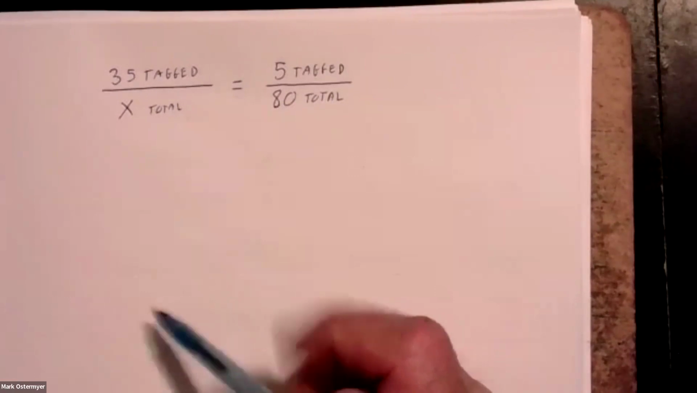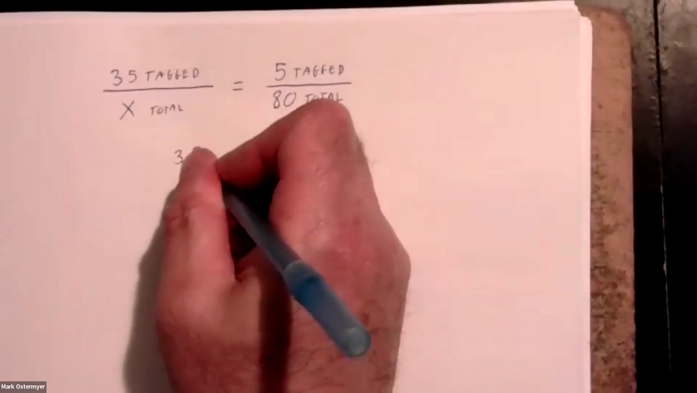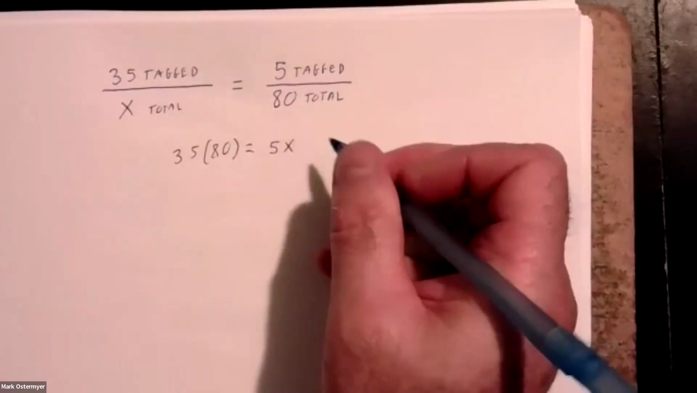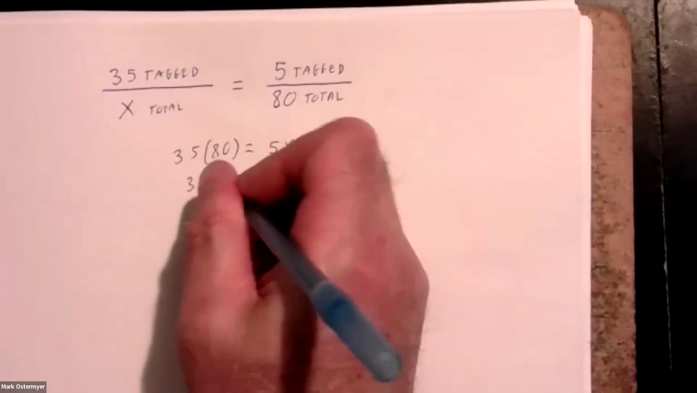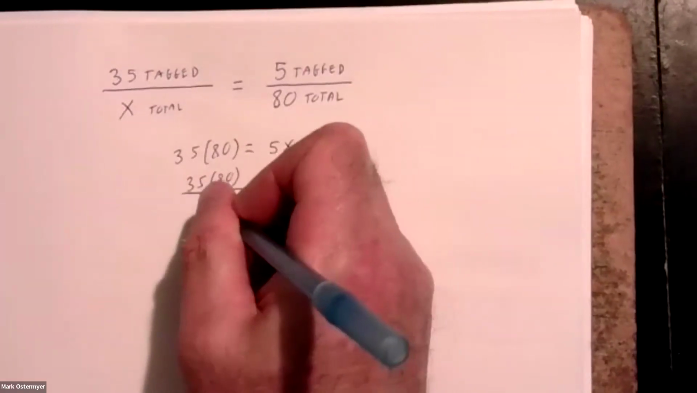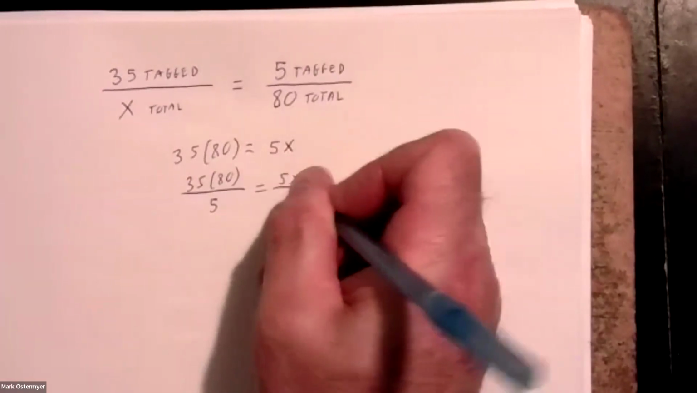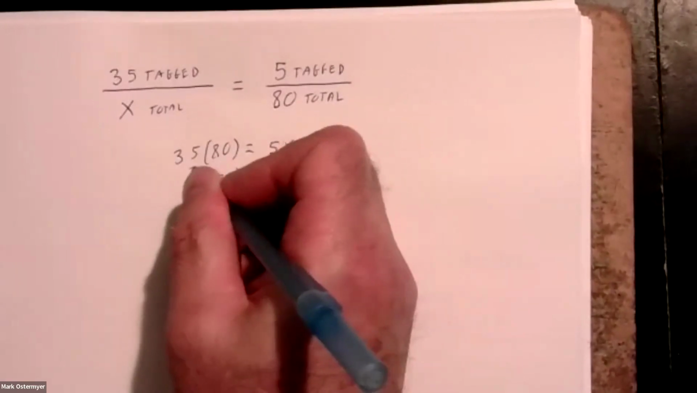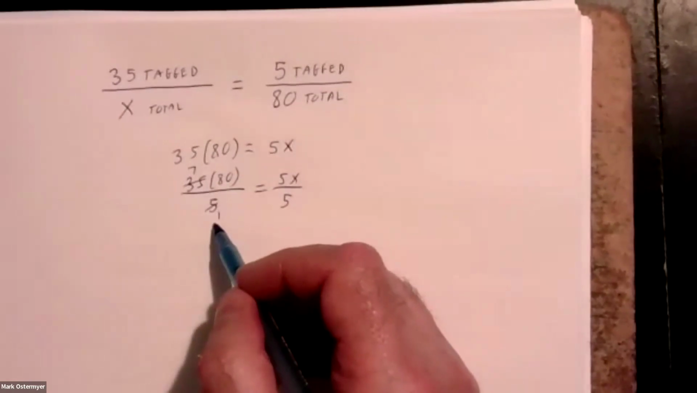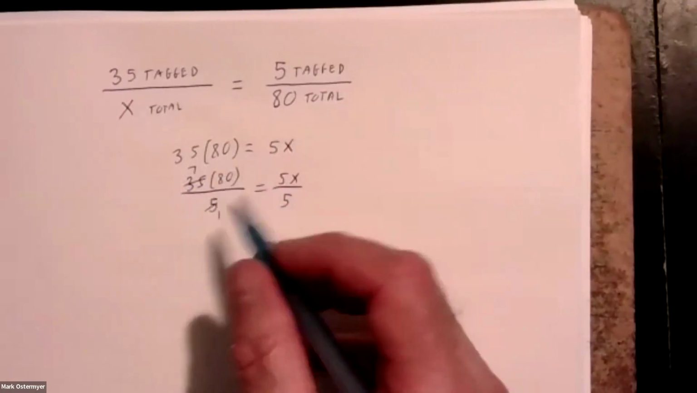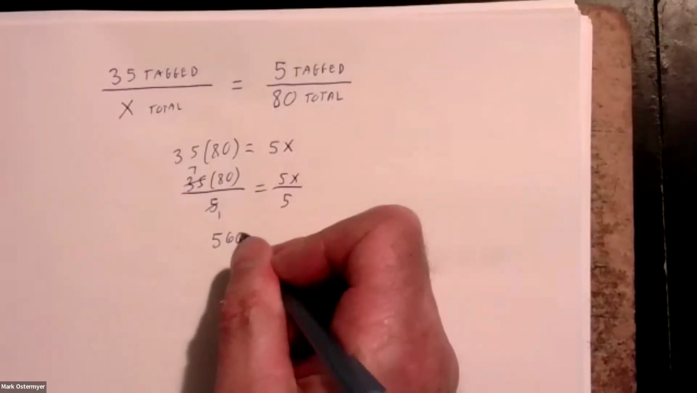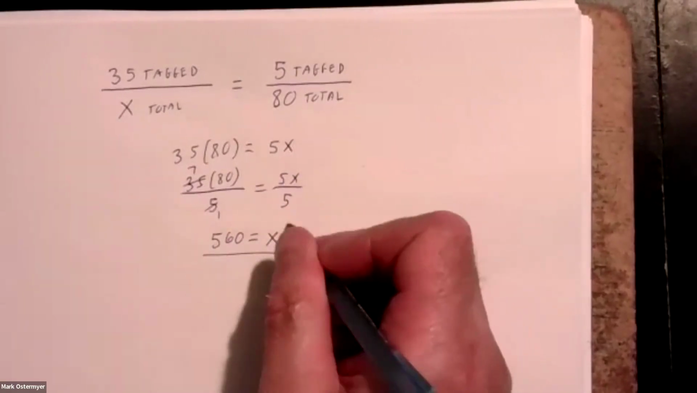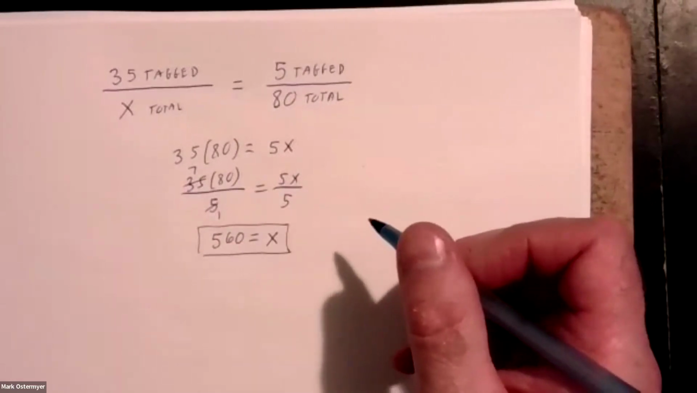Now we solve this proportion for X. Cross multiplied. 35 times 80, and we set that equal to 5 times X. Divide both sides by 5. Now 5 divides into 35 7 times. 5 divides into itself once, divides into 35 7 times. 7 times 80 is 560. 5x over 5 reduces down to x. So we would project that there's about 560 fish in the lake.